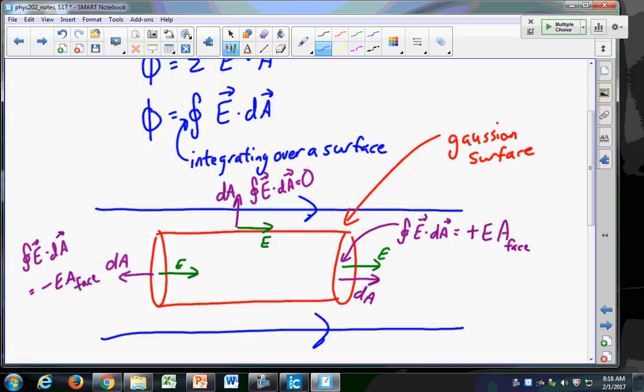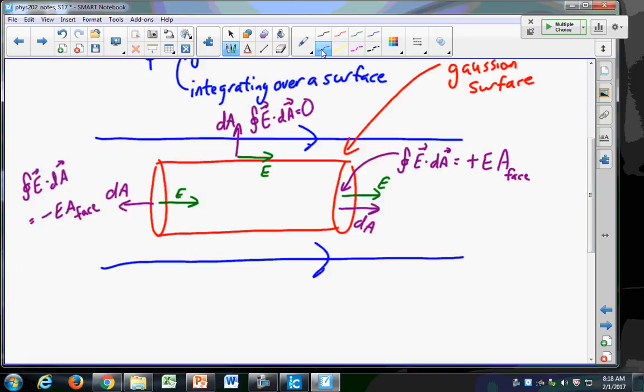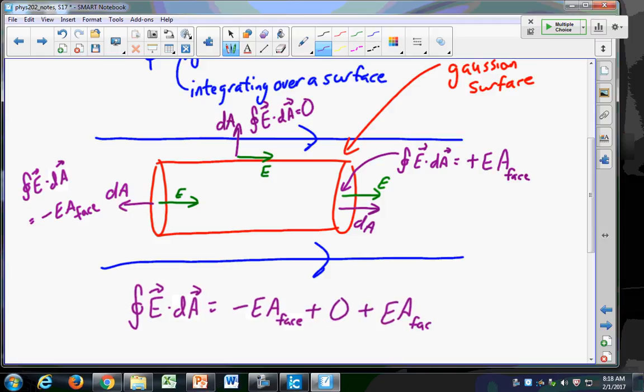And so now if we want to do this total integral, which is really, we're doing an integral, but we're doing it very simply because we set up our surface to be very simple and the electric field is regular, it's going to equal negative EA of the face plus 0 plus EA of the face. And this is going to equal 0.